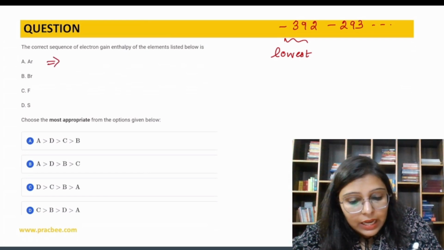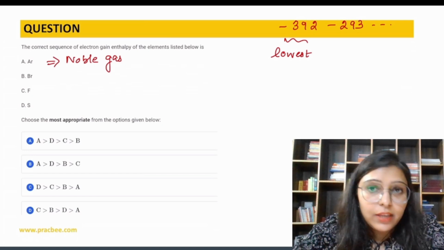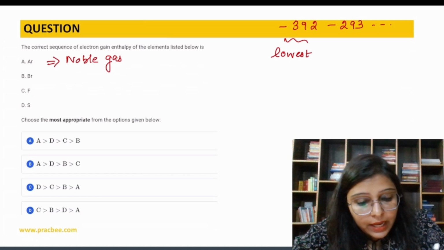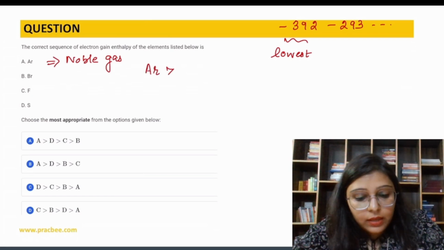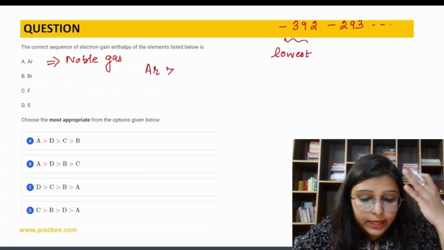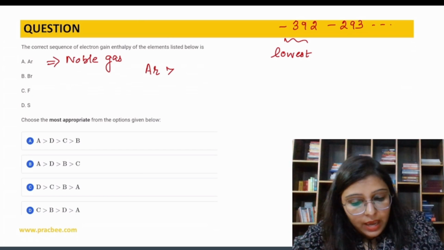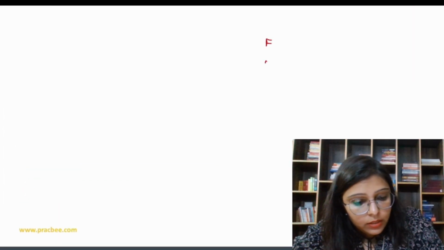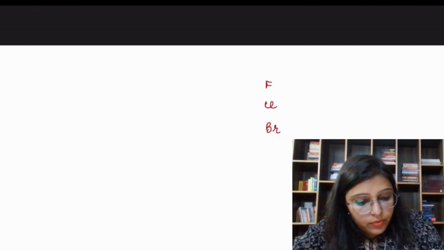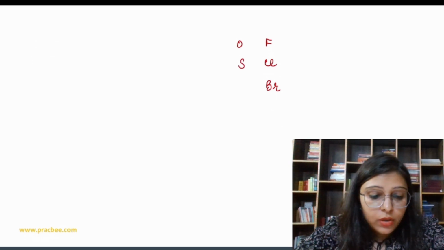So see, argon is what? Noble gas. A noble gas does not want to add an electron, so it has extremely positive electron gain enthalpy. So highest is for argon. Then we have bromine, fluorine, and sulfur. So let's write down in the order. We have fluorine, then chlorine, then bromine. We have oxygen and sulfur, right?